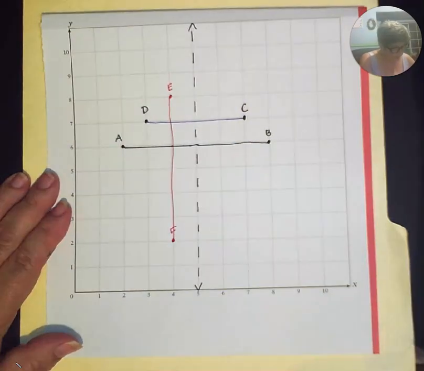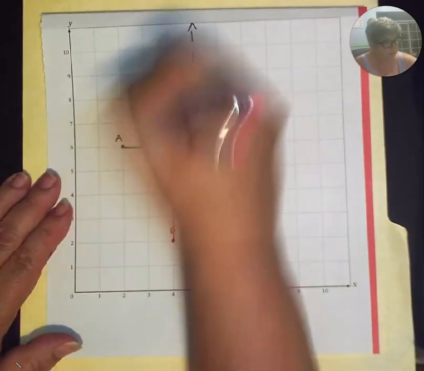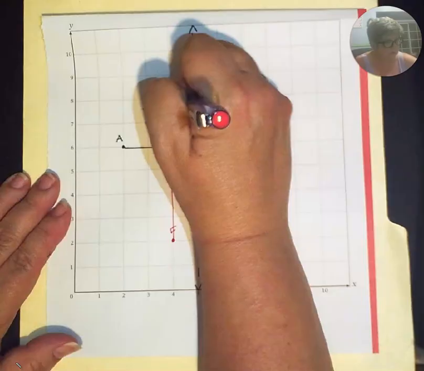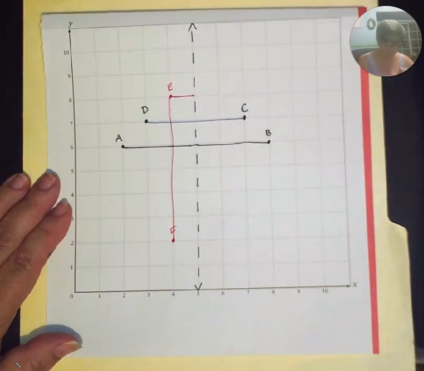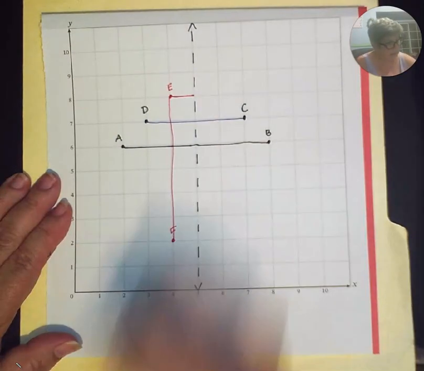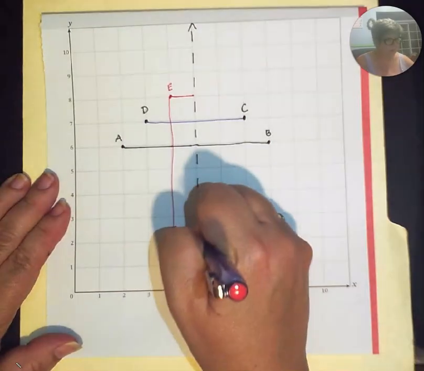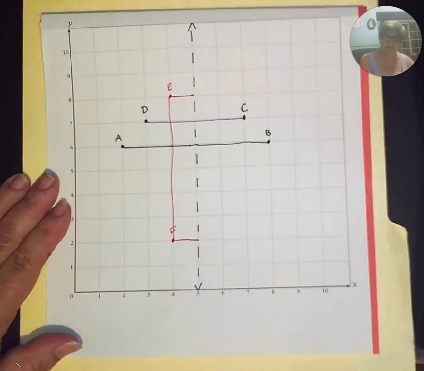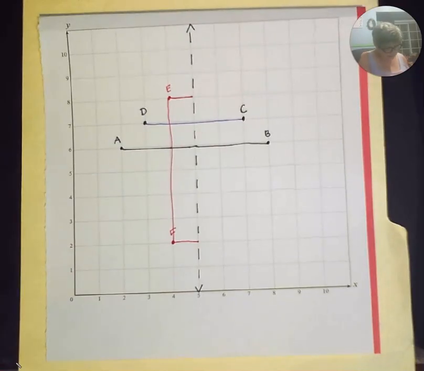Draw a horizontal line segment from point E to the line of symmetry. Okay, so a horizontal line segment like that. And then a horizontal line segment from F to the line of symmetry. Okay? Is that what yours looks like? If not, you might want to erase and try it again. Remember, you can always pause me.